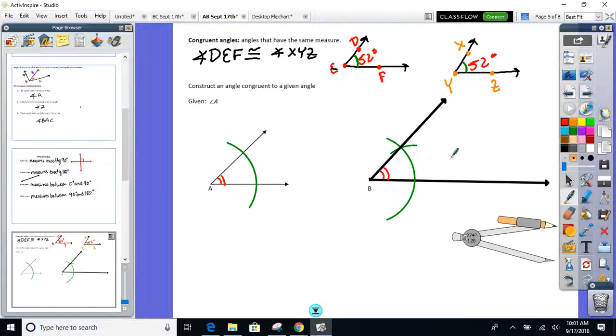Yes? For the arc marks and for anything else from the congruency, can we use the same one for different? What do you mean the same one?